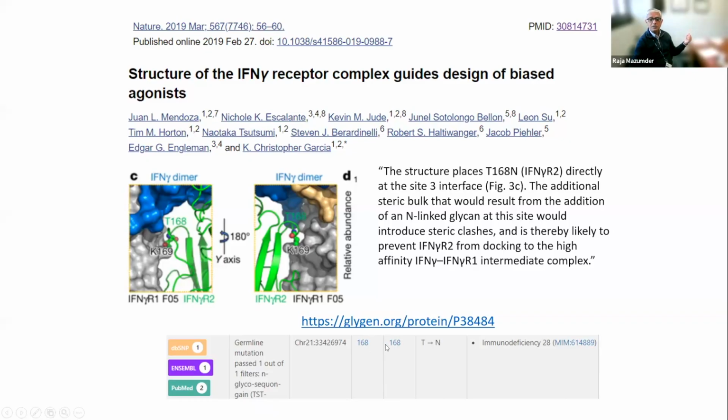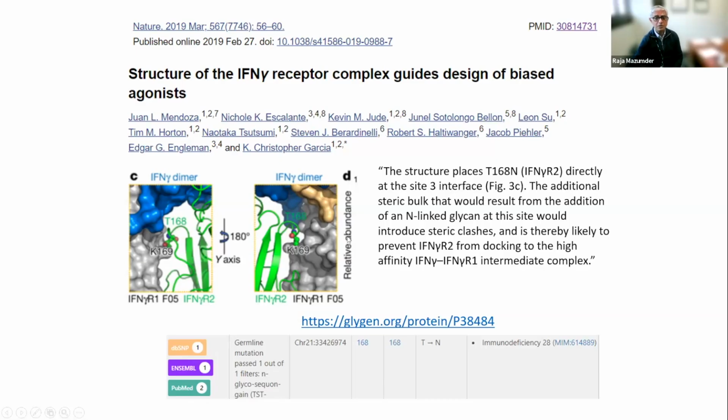In position 168, there is a T168N mutation. By the way, this is all data collected from different places. What we do in GlyGen, or what people do in UniProt or other knowledge bases, is collect information from a variety of places. That collection results in information which is quite hard to track down, because it is in different places. So when I look at this, I see there are 2 publications associated.